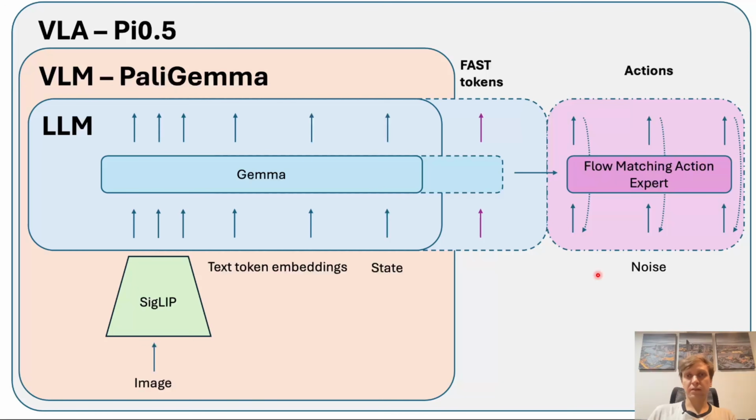Even more, I think the schema fits Pi0.5 even better, because Pi0.5 during training predicts both FAST tokens and actions together. So you don't even need to choose between these two options. During the training, you can use both of them.